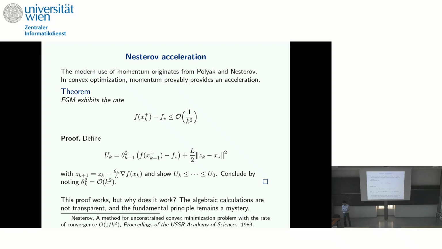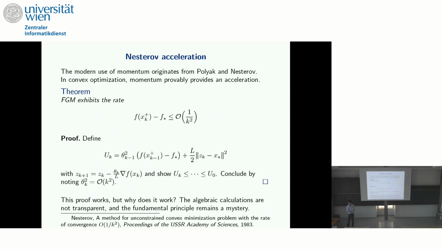The modern use of momentum is in convex optimization, but also quite broadly in other optimization settings where there's not necessarily theory. For example, in deep learning, momentum is used quite frequently to make things go faster. This modern use traces back to Polyak and Nesterov. In convex optimization, momentum does provide an acceleration. Here is the convergence result in terms of function value: using Nesterov acceleration, we get a 1 over k squared rate.